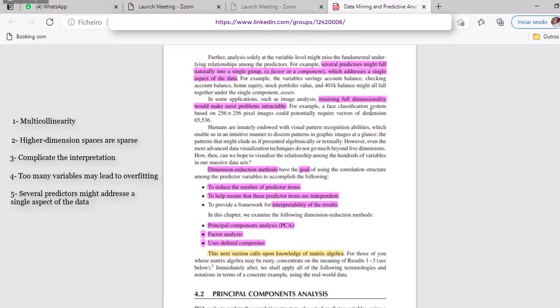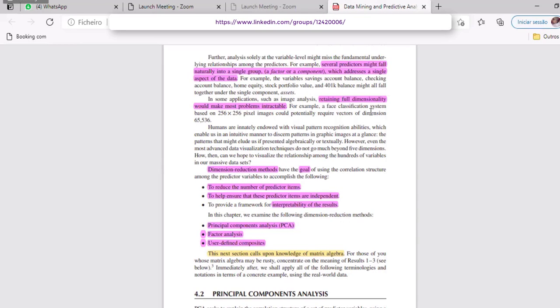And lastly, the full dimensionality of a problem. We cannot deal with it with the formulas and the computing, because the most advanced models in terms of data visualization don't go beyond 5 dimensions. So I hope you have understood this part. If you don't, please put your questions.